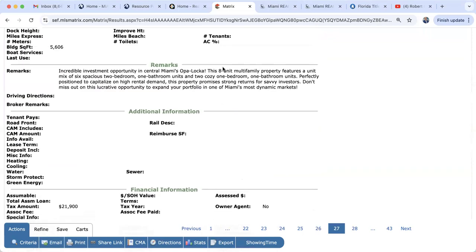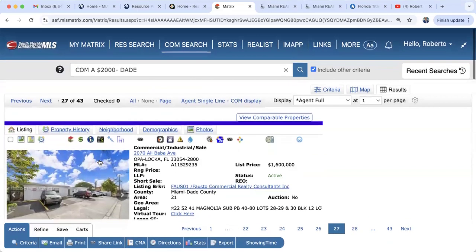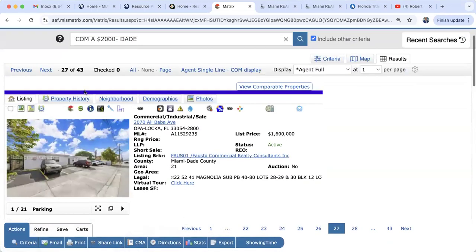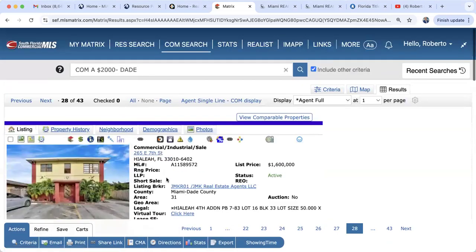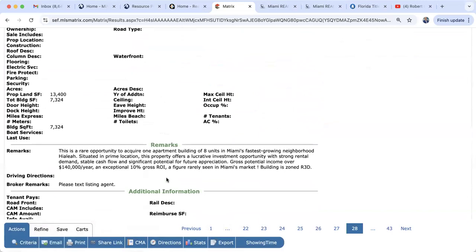This is an 8-unit. Tax amount. No attachments. Once again, we're going to have to call the listing agent. You're going to notice on a lot of commercial transactions, they tend to not give you the numbers. They just want you to call. All right. So here's again.